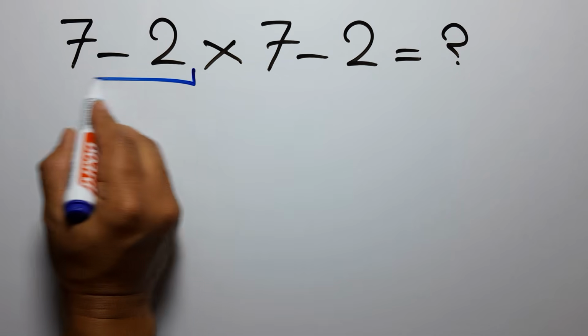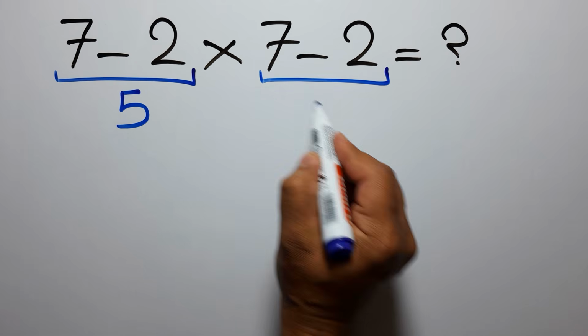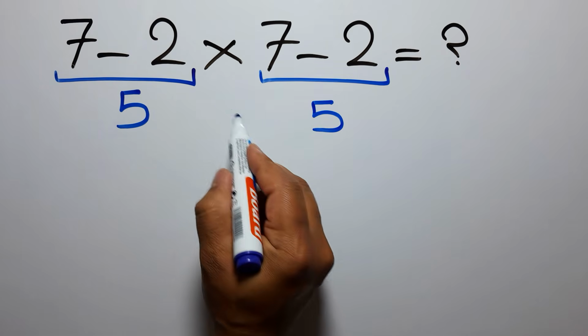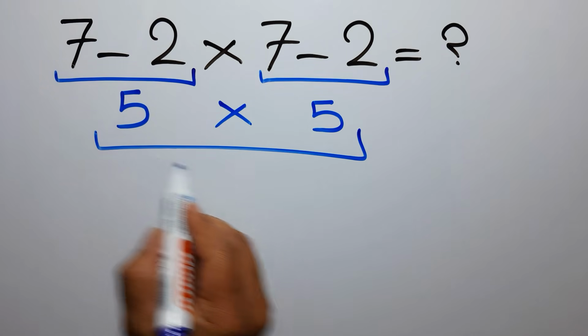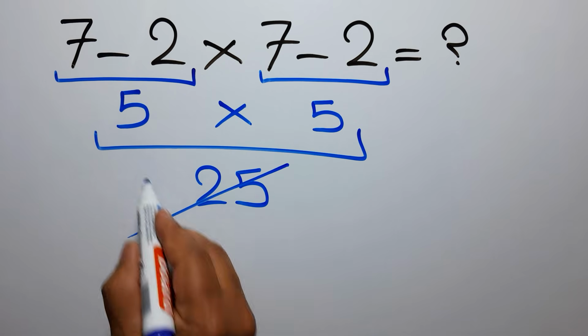7 minus 2 gives us 5. And again here we have 7 minus 2. So 5 times 5 equals 25. But this answer is not correct.